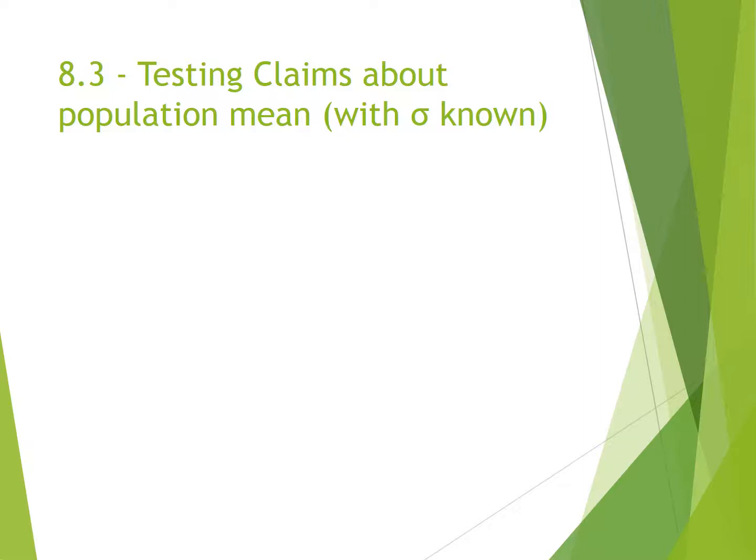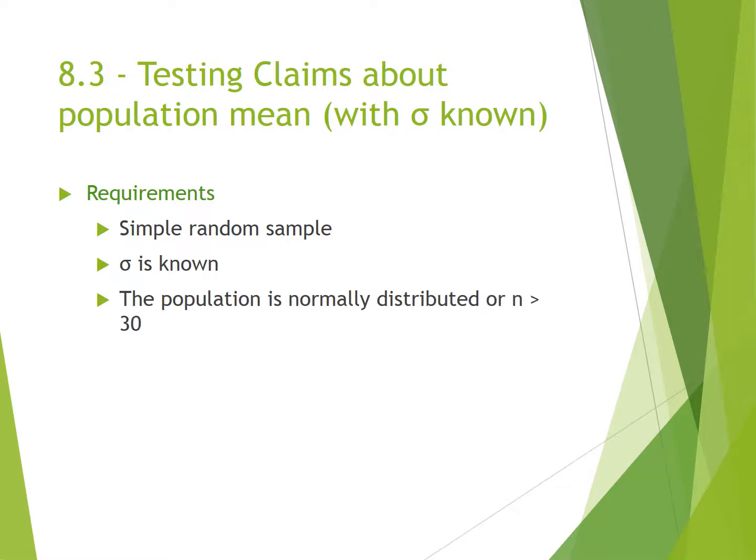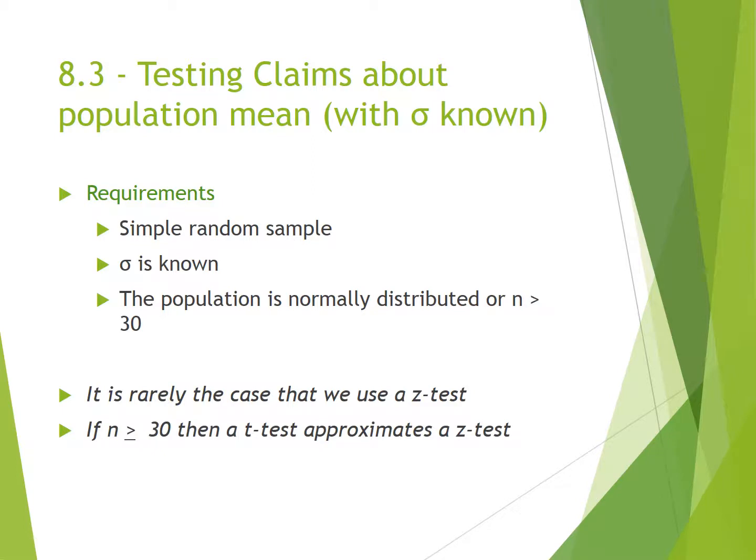This is really very rare. It still has the same requirements we saw when we did the one sample z confidence intervals. Simple random sample, population standard deviation is known, the population is normally distributed, or the sample size is greater than 30. But it is rarely the case that we use a z-test, so Minitab doesn't even do it. If n is greater than or equal to 30, then a t-test approximates a z-test. So we're going to be getting about the same answer anyway. So we don't usually do the one sample z when testing hypotheses.